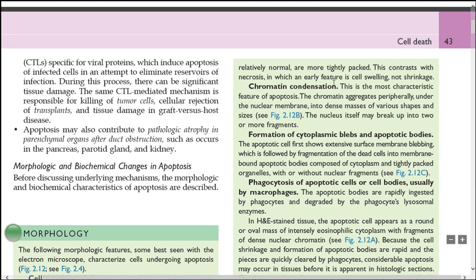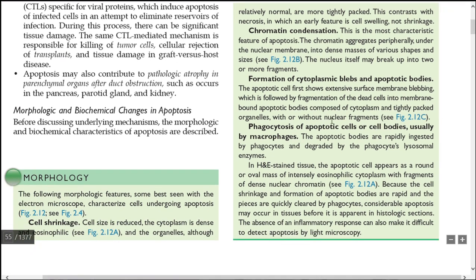Chromatin condensation. See, in apoptosis there is chromatin condensation. What happens is the chromatin will assemble peripherally under the nuclear membrane. That is, the chromatin material which is in the center of the nucleus will go to the periphery and attach to the nuclear membrane into dense masses of various shapes and sizes. The nucleus itself will break up into fragments.